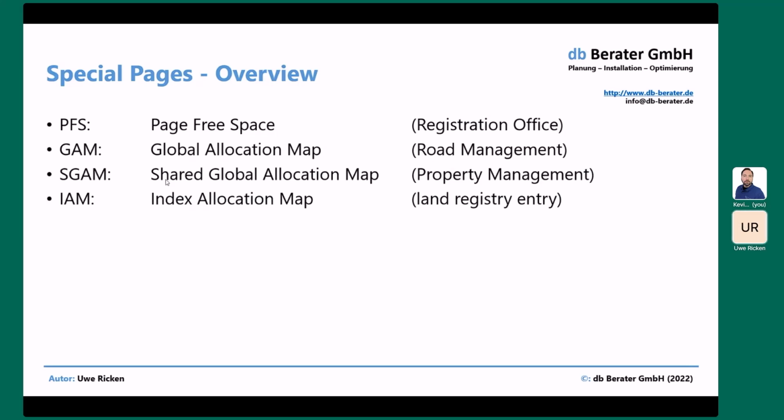Last but not least, we have the IAM page, the index allocation map. And this is something like a land registry entry. The IAM page is used for every table and every single index. So every index, in the same way as every table, has its own IAM. And this is important when we read data, especially when we read data from heaps, or when we read data with the option NOLOCK or READ UNCOMMITTED. In this case, we need the IAM page because SQL Server must know, hey, I want to read this index, or I want to read this table, and the IAM page has a complete list of all pages which belong to the table and/or the index.